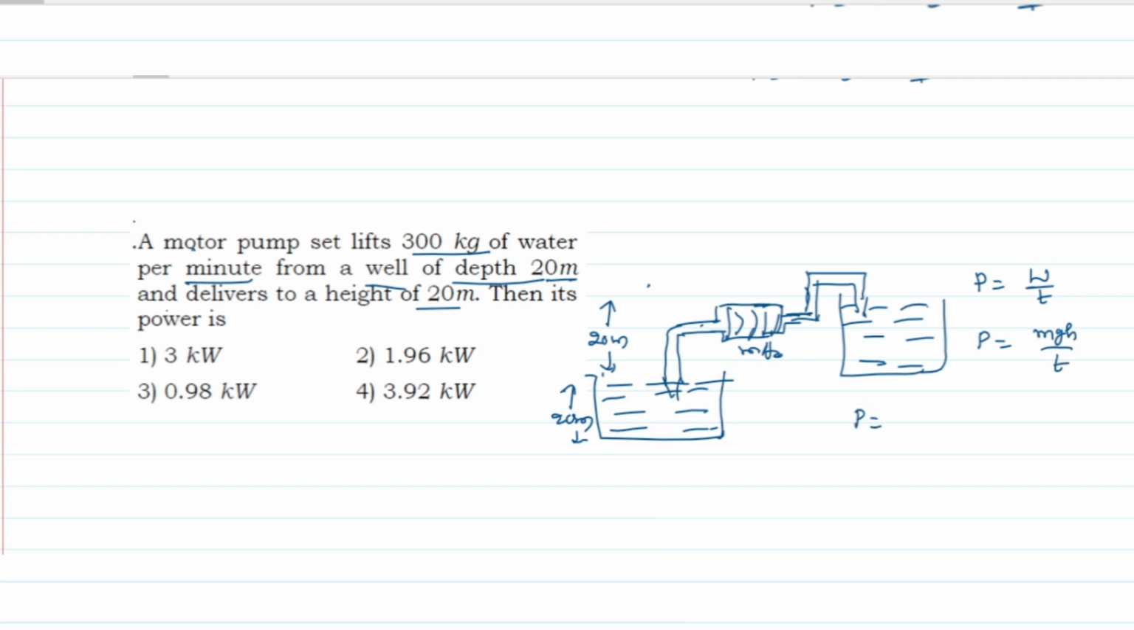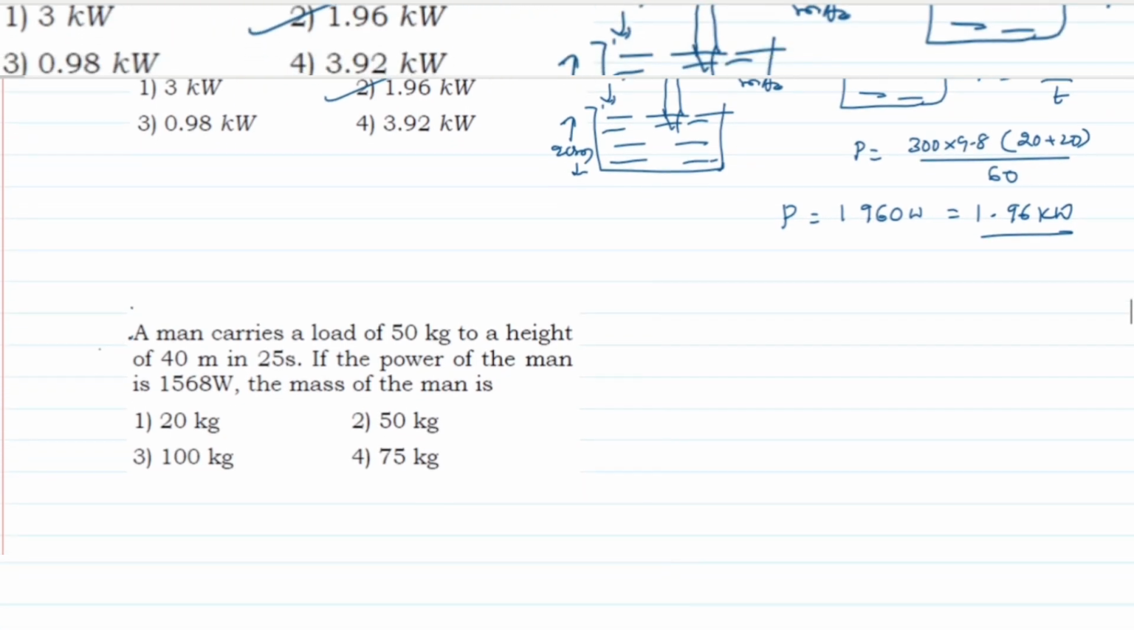So here P equals mass, given as 300 kilogram, and g is 9.8. Height, you can take the total height, that is 20 plus 20. By time, 1 minute is given, you have to convert into 60 seconds. When you simplify this, we get nearly 1960 watts, which we can write in terms of kilowatts, in the sense 1.96 kilowatts. So this is the correct answer. Let us see the next question.